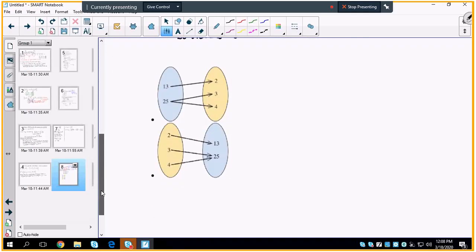Graphically, if you look at this, 2 has exactly one input. 2's input is 13. 3 has exactly one input and the input is 25. 4 has exactly one input, the input is 25. But I still cannot call it 1 to 1. Why can't I call it 1 to 1? If you think about the number of outputs, 25 has more than one output.